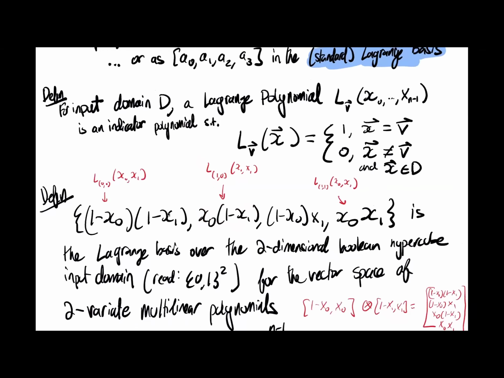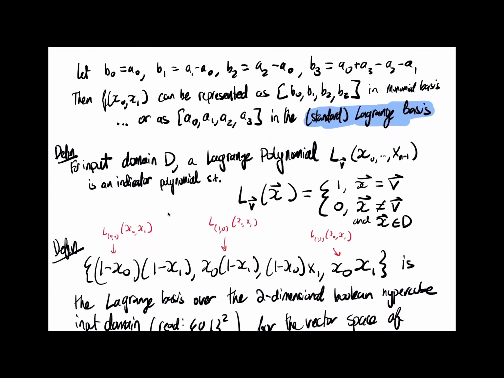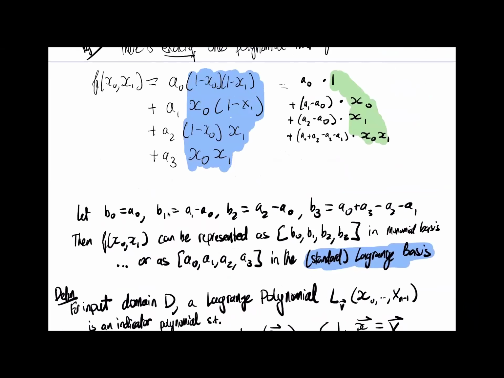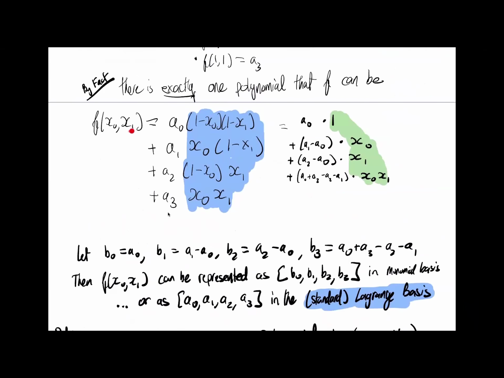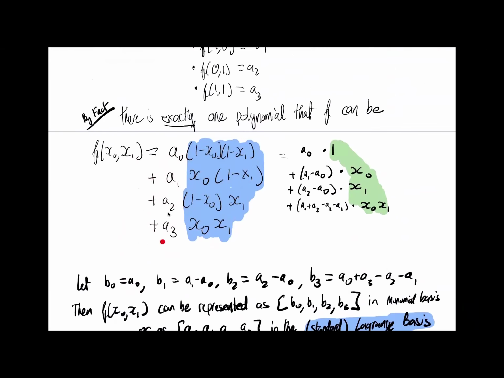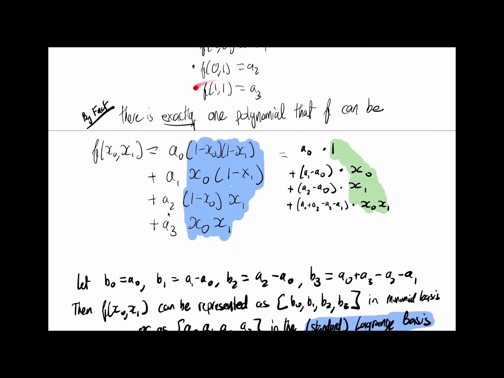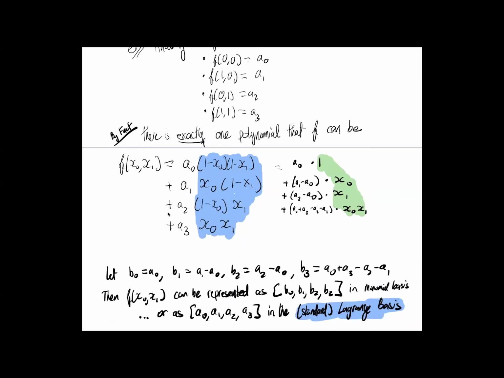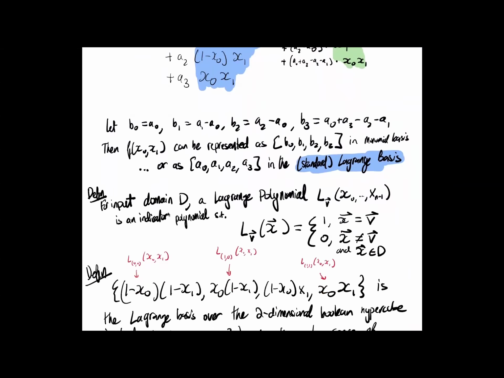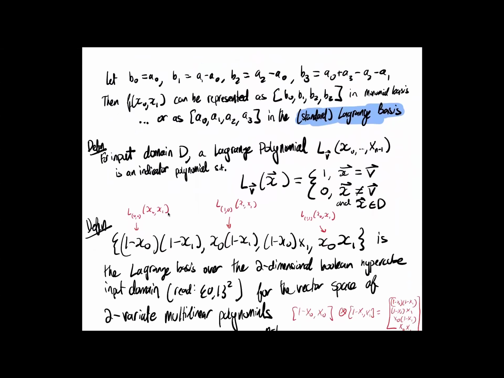Yeah, it's basically a way to turn on or turn off one of these terms. If I pass in 0, 0 here, I want to turn all of this off and turn only this A0 on. If I pass in 1, 1 here, I want to turn all of this off and turn on only A3, which was my evaluation at 1, 1. Cool, yeah, so that's a Lagrange polynomial.